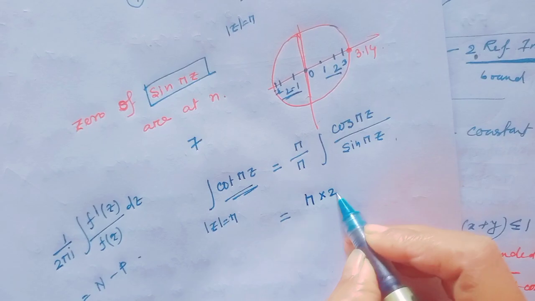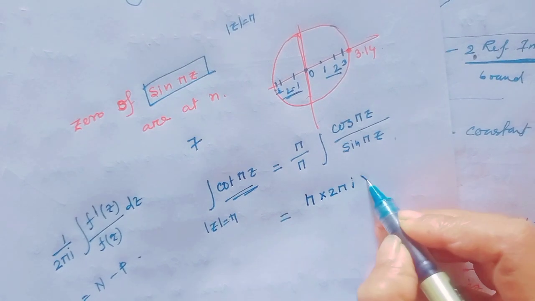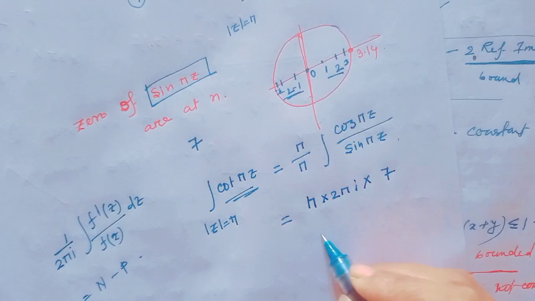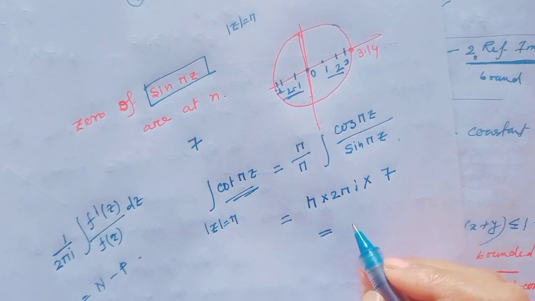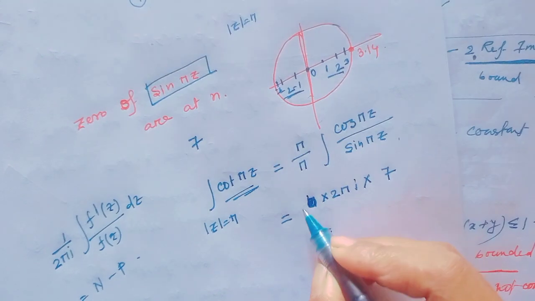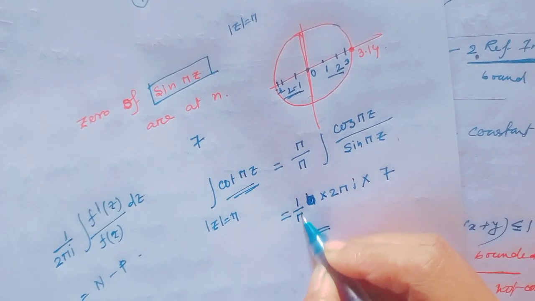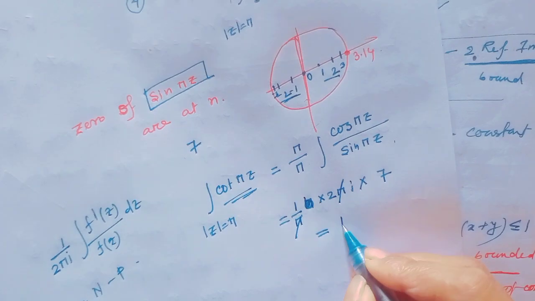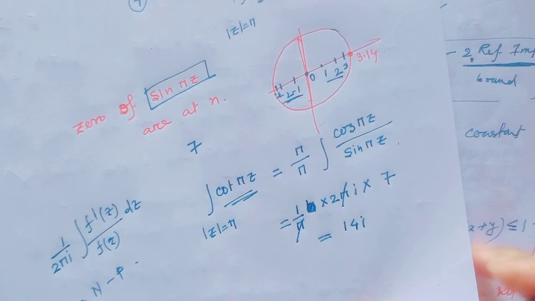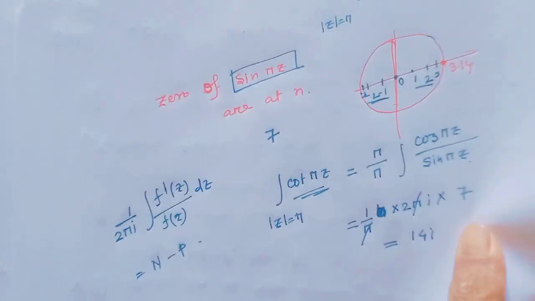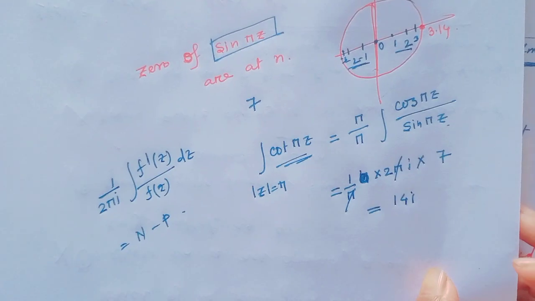pi times 2 pi i times number of zeros, which is 7. That means this value is equal to, sorry, why pi? Here it would be 1 over pi. This value is equal to 14i. That means the correct option is 14i. I hope all my viewers have understood this type of question.